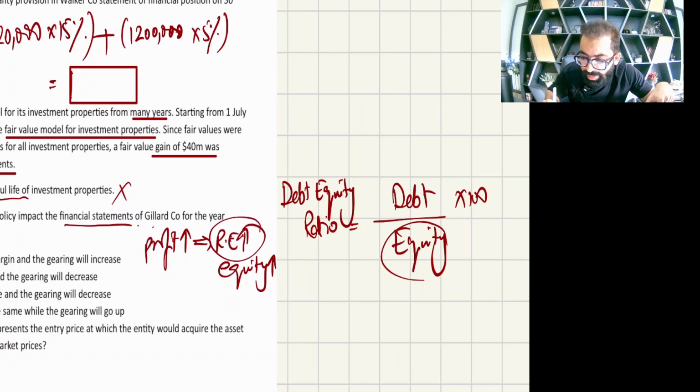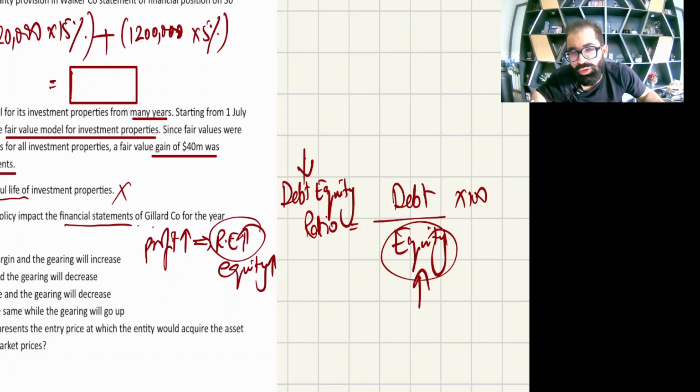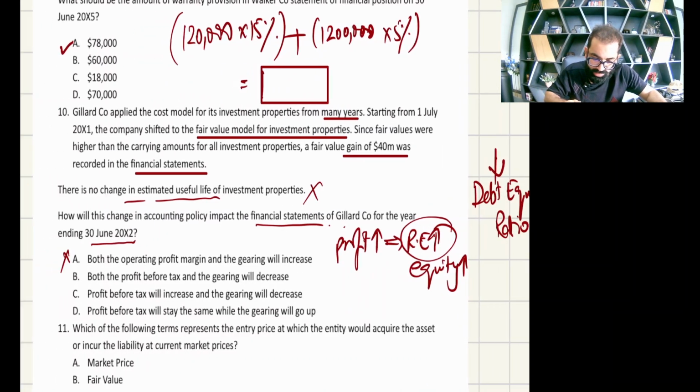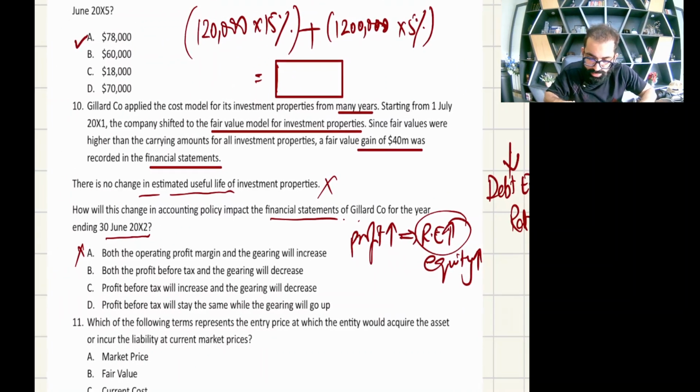So if your equity goes up, that means the denominator is going up. So your debt equity ratio or gearing will go down. So the answer is your operating profit and operating margin may go up, but your gearing may go down because of this. See this. So A is not the answer.